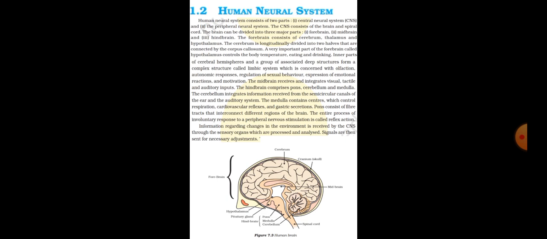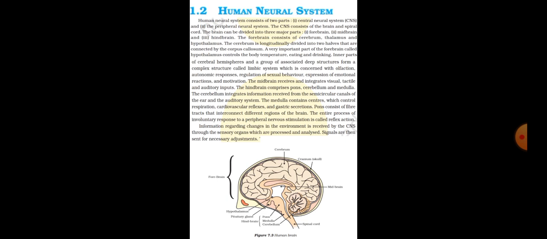The midbrain receives and integrates visual, tactile, and auditory inputs. The hindbrain comprises pons, cerebellum, and medulla. The cerebellum integrates information received from the semicircular canals of the ear and the auditory system. The medulla contains centers which control respiration, cardiovascular reflexes, and gastric secretions. Pons consists of fiber tracts that interconnect different regions of the brain.